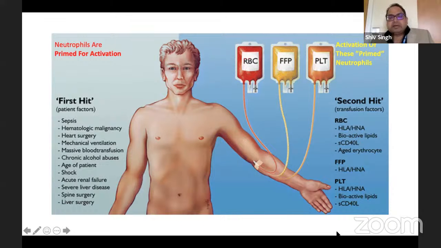Old erythrocytes have been one of the factors. Transfusion of FFP and platelets is usually related with blood products rather than RBCs. But RBCs may actually contain certain factors that can lead to activation of the primed neutrophil. So there's already priming of the neutrophil from the first hit, and with the second hit, there is then activation.